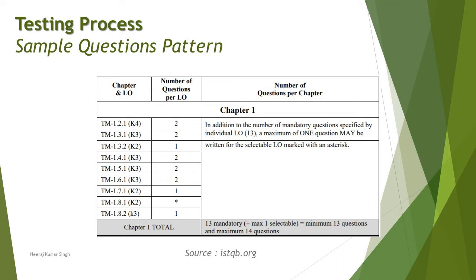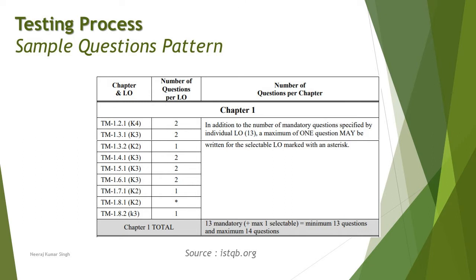Of course, you are expecting a lot of K3 and K4 level questions from chapter 1, and put together there will be at least 13 questions coming as mandatory plus a maximum of one selectable. That means they have a choice to add an additional question from 1.8.1 with an asterisk. If they want, they can ask you, otherwise they can even ignore it. So you may have a total of 14 questions if they ask anything from 1.8.1, or at least 13 mandatory questions will be there in your examination.